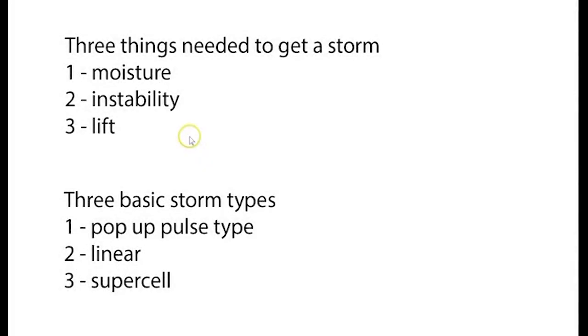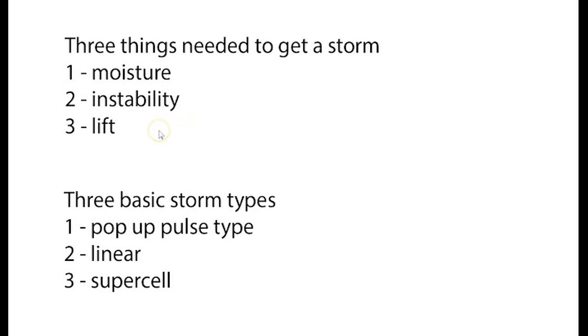You need three things to get a storm. You need moisture, which would be obvious; instability, which you can get from having cool air coming in aloft, or else heating up the ground as well; and you need lift. You need lift from either aloft or else from the surface, like a surface front, or a combination of both.